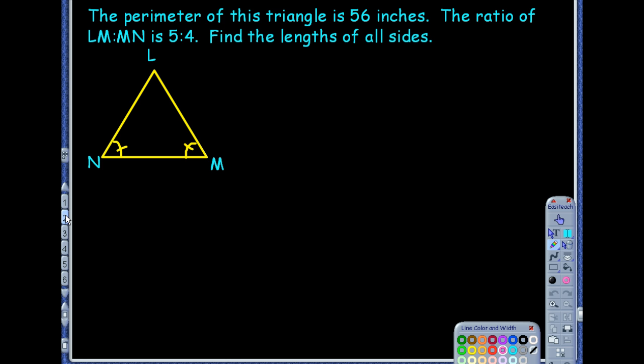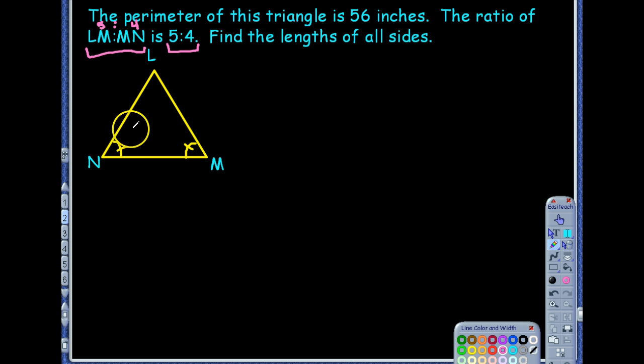Okay, so up here it says the perimeter of a triangle is 56 inches, and the ratio of the measure of LM to the measure of MN is 5:4. Find the lengths of all the sides. Now, I want to clarify, when it says that we've got a ratio here, we actually have two ratios, LM to MN, and then we're comparing the 5:4. Do not forget that the order does matter. So the LM is referring to the 5 part of that, and the MN is referring to the 4 part of that. So basically, LM is obviously bigger than MN.